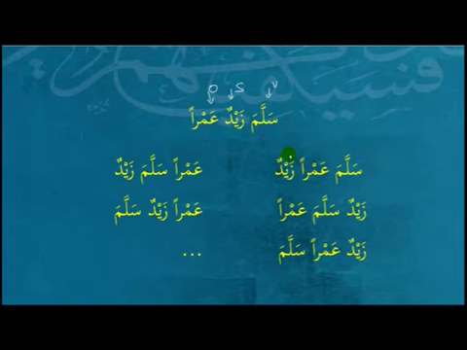I can switch the words around, the order around, and it doesn't matter whether I say Sallama Zaydun Amran or even Sallama Amran Zaydun or Zaydun Sallama Amran. All of these sentences give the same basic meaning. Zayd protected Amr. So in Arabic, the order doesn't give us the meaning. If that's true, then what does?